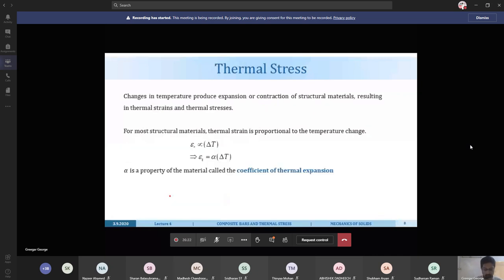So from many experimental studies, it can be shown that this thermal strain is proportional to the temperature change. So what is thermal strain here? Thermal strain is nothing but this change in length due to the temperature effect divided by the original length. And we are saying that this thermal strain is proportional to change in temperature, and this proportionality can be changed by putting a constant. That constant is known as coefficient of thermal expansion, and this is the property of a material. So can someone tell me what will be the unit of alpha?